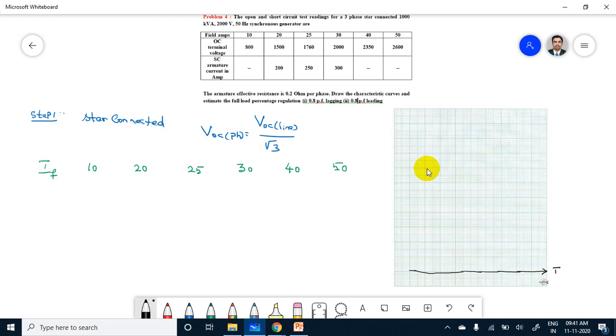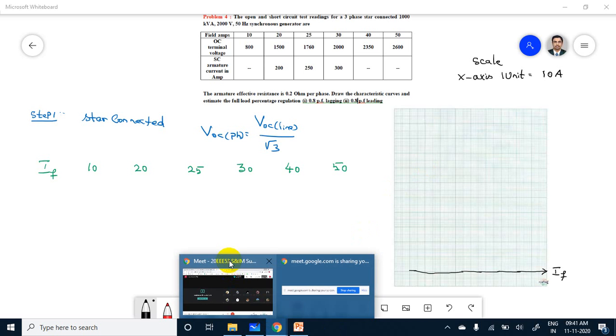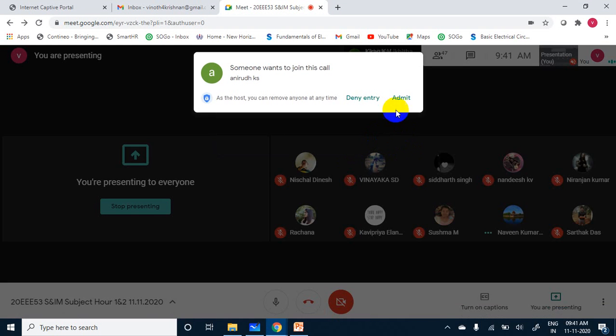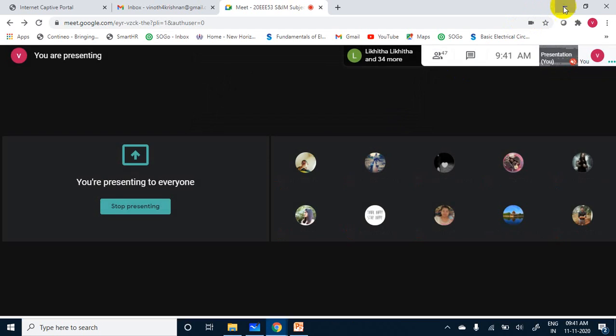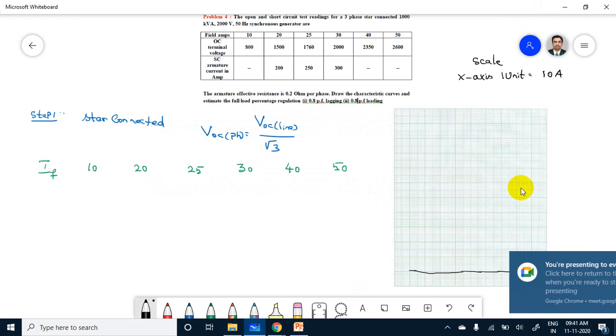This is IF. The x-axis will be IF. Now I am going to set the scale in our graph. Scale for the x-axis: 1 unit equal to 10 ampere. So 10 ampere.